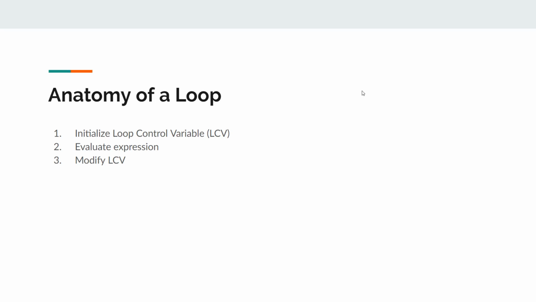Next, we evaluate the expression. We're checking, is this expression true? If so, we need to go into the loop. If it's false, we don't go into the loop, so we exit. The third thing is we need to modify that LCV. If the LCV is set to some expression that's true, and we never modify that truth value, then we'll be stuck in an infinite loop, and it'll just constantly do that loop action until the program crashes, which inevitably it will, or it'll lock up your whole computer. Either way, it's not a good thing, so don't forget the modify LCV step.